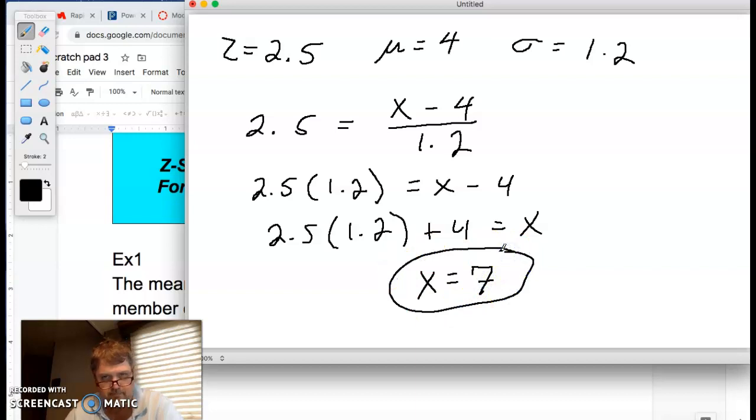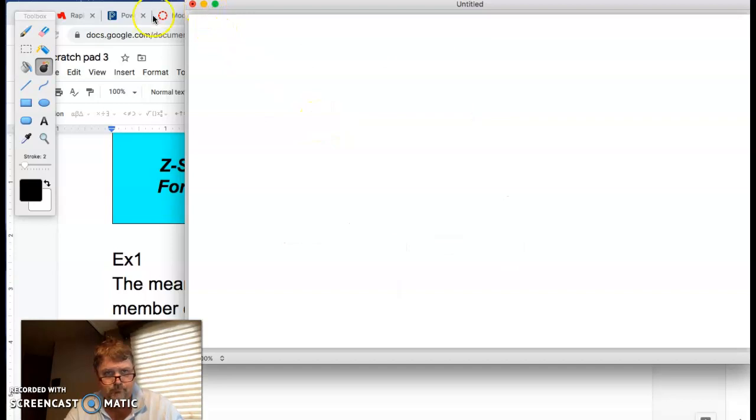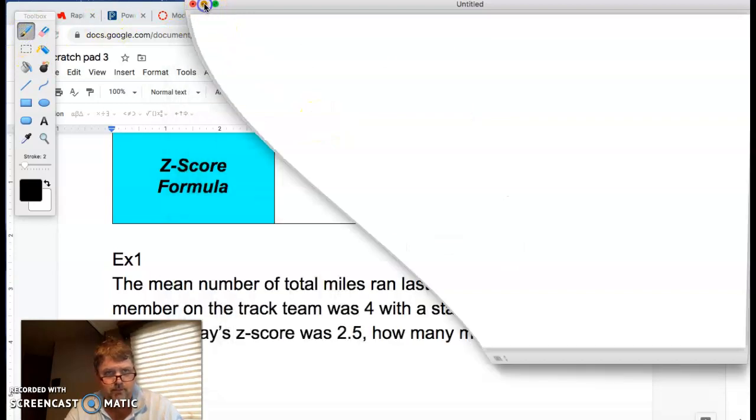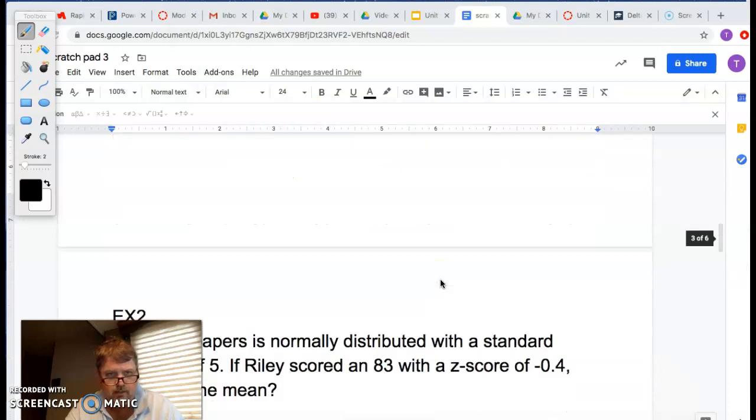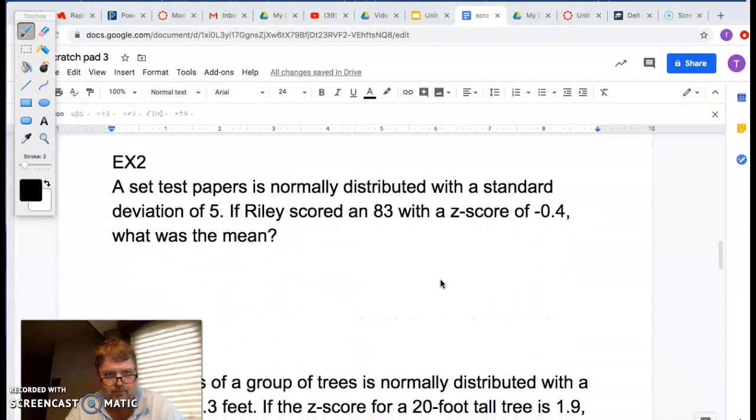So that's an example of doing one of these problems. I do want to do one more with you real quick. I want to make this one video, so I don't want to waste a lot of time. I think we'll just do the second one right here. We won't do 3 of them. It says a set of test papers is normally distributed with a standard deviation of 5. If Riley scored an 83 with a z-score of negative 0.4, what was the mean? Here we go with the z-score written into the problem again. We know we're going to need that formula, and that's how we would spot this one.